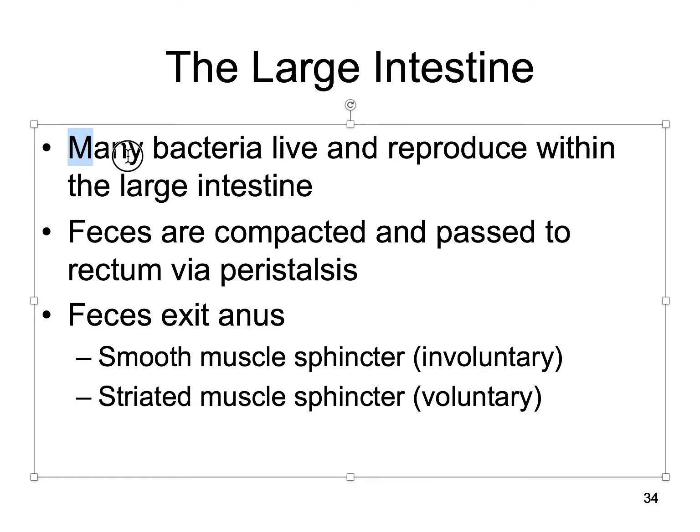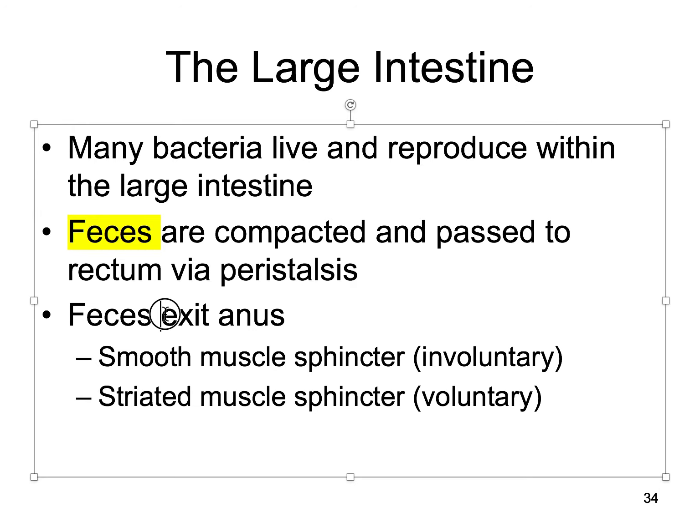So the large intestine is layered with a big, thick lawn of bacteria. We have millions of bacteria that live and reproduce within the large intestine. There's more bacteria inside of us than there are human cells. Now, in this large intestine, this is where you also see the compaction of what was chyme and is now feces, which is a nice scientific word for poop. Poop is compacted and passed to the rectum via peristalsis. So the same process that caused food to move down the esophagus is also causing food to move through the small intestine and the large intestine.